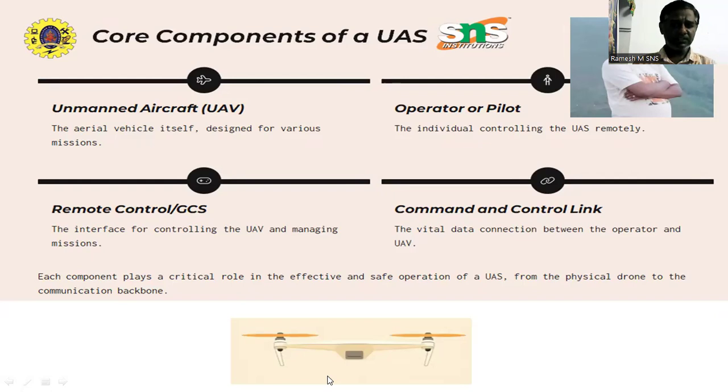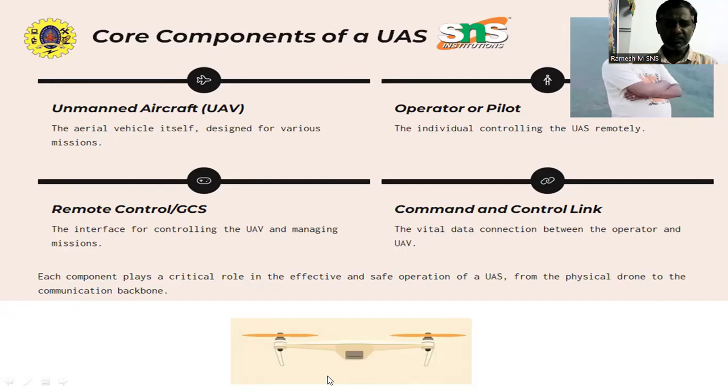In today's session, we are going to deal with the fundamentals of UAV, in which we are dealing with the specific topic called core components of UAS. The core components of UAS, that is the unmanned aircraft system, form a complex integration of aeronautical, electrical, software, and communication systems working together to enable remote flight operations.